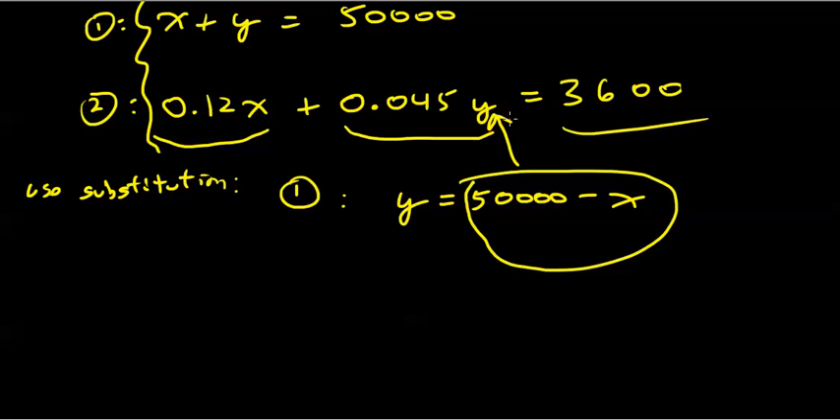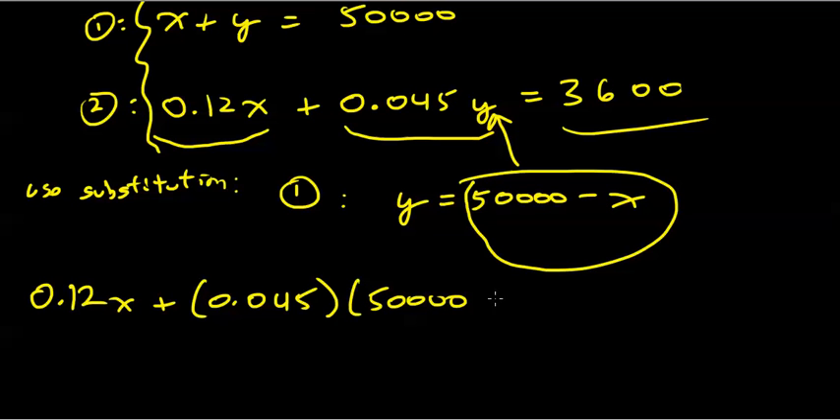What I can then do is take this expression for y, plug it into y in the other equation, and that will result in one equation with one variable that I should be able to solve without too much trouble. Let me go ahead and make the substitution. So 0.12x plus 0.045 times 50,000 take away x has to equal 3,600.